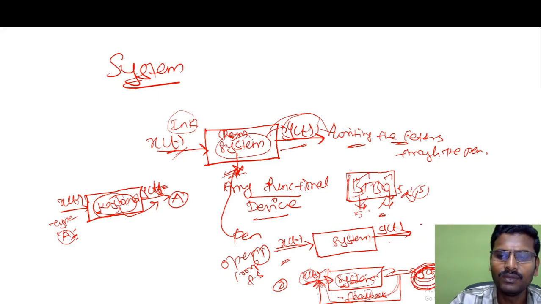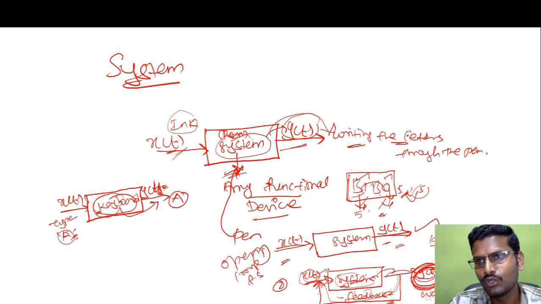For some applications we need a system without a feedback loop, and for some applications we need a system with a feedback loop, right? The best examples of systems without feedback are keyboard, fan, and light. Examples of systems with feedback are washing machine, refrigerator, air conditioner, microwave oven, and traffic light controller. These are the best examples of feedback loop systems, right?